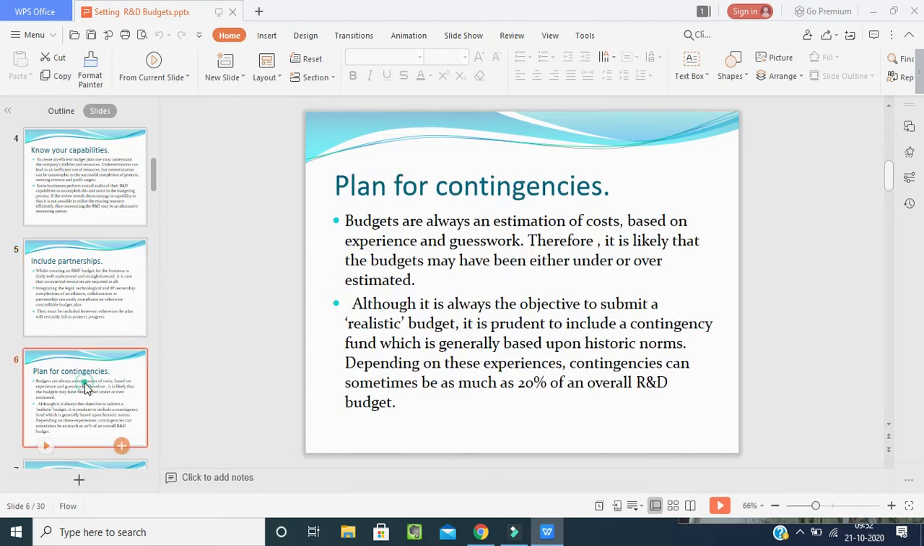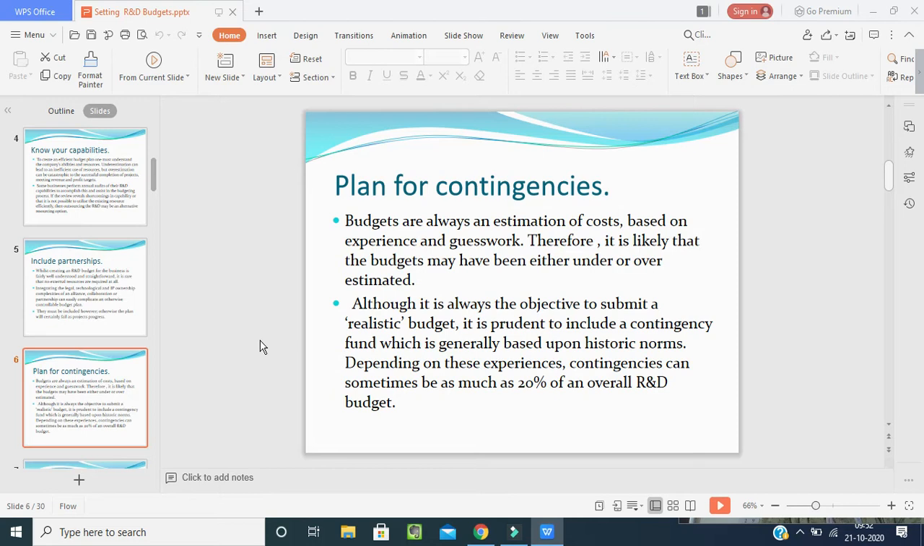Now, next one is plan for contingencies. What are the contingencies that will be there, or what are the goods that will be needed? Depending on that, we first have to make the budget, which is always an estimation of cost based on experience and guesswork. What goods will be needed in future? Based on the guesswork, some budget will be allocated with the help of estimation of cost. So this will help us to identify it.